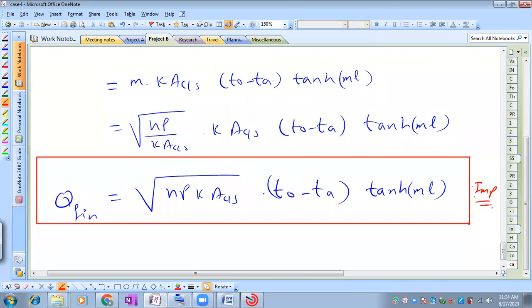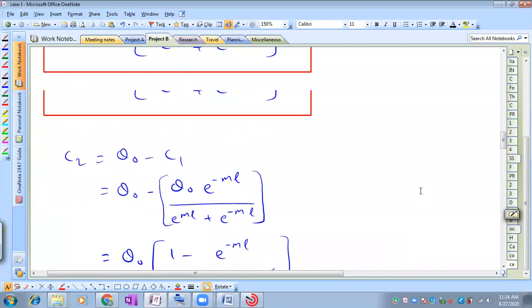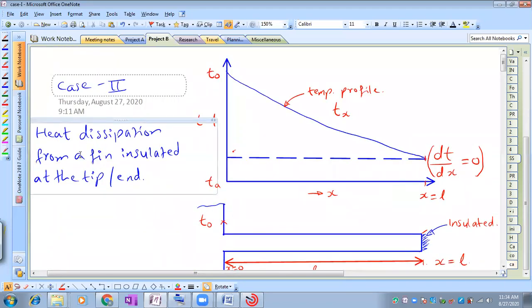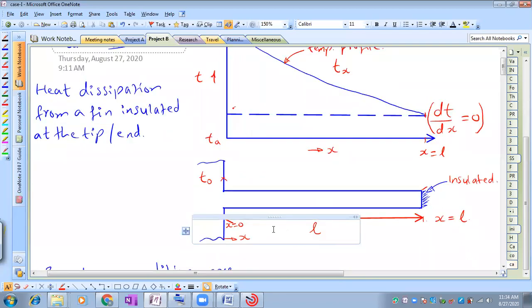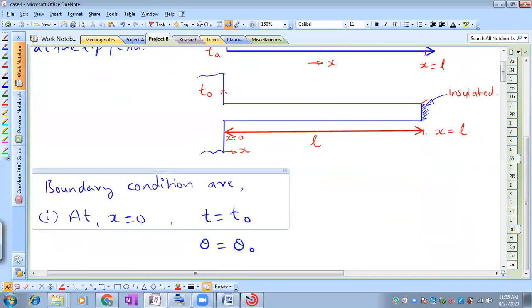Yes, sir. Great. So I will just revise it for you so that we can end with this derivation. We had started with the derivation on heat dissipation from a fin insulated at the tip or end. We had considered one fin, where L is the length of the fin, which is insulated at the end. Based on this, we had applied the boundary condition at x equal to 0, T is equal to T0.